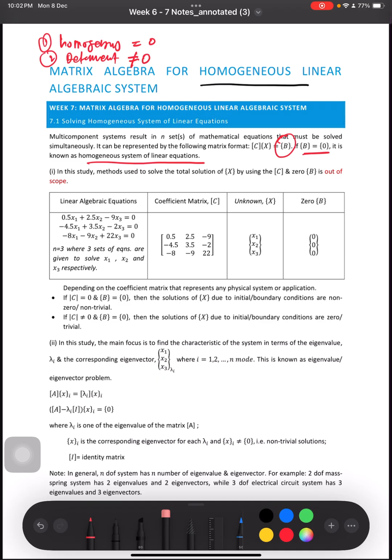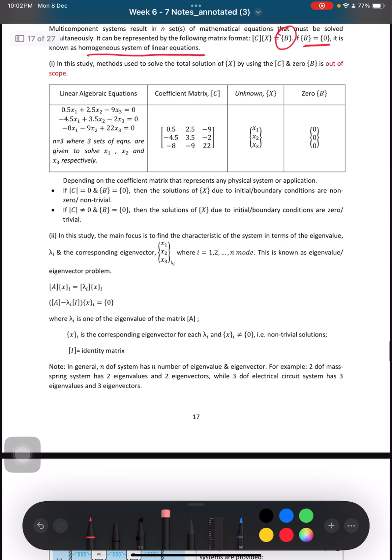Now we look into the same technique to solve the linear equation, but the situation is a bit different, where all the linear equations are equivalent to 0. For example, like this case, each of equations 1, 2 and 3 is equivalent to 0, meaning that this is a homogeneous system.